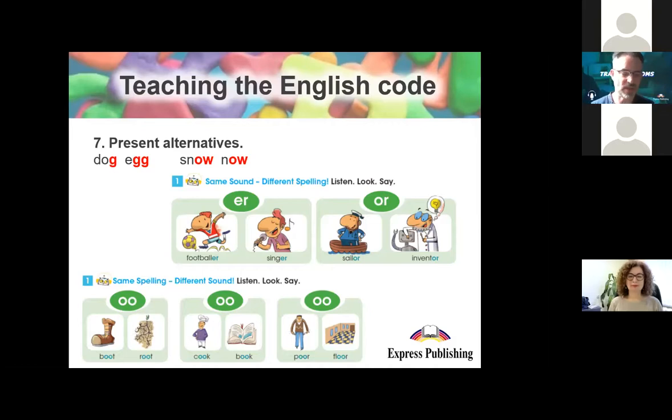And at the bottom there, you have the problem of same spelling, different sound. Boot and root, double O. Cook and book, different sound, same spelling. Pour and floor, same sound. Same spelling, different sound. Okay, so this is just a matter of practice. But what we can do is open learners' minds to the fact that there are different sounds. Now, there aren't unlimited different sounds. There is a limited number of different sounds, and this practice will help them.